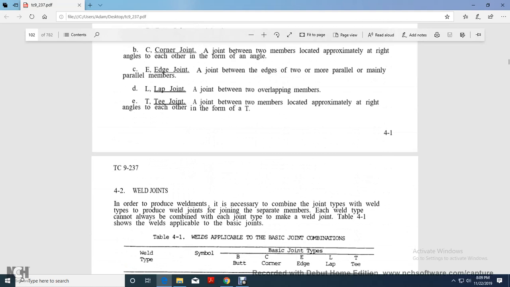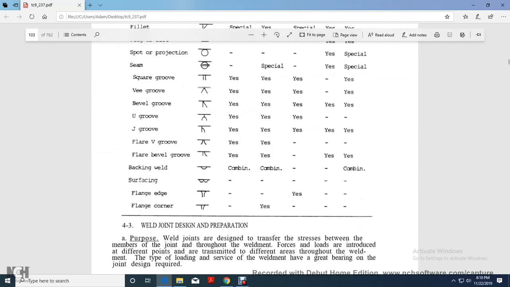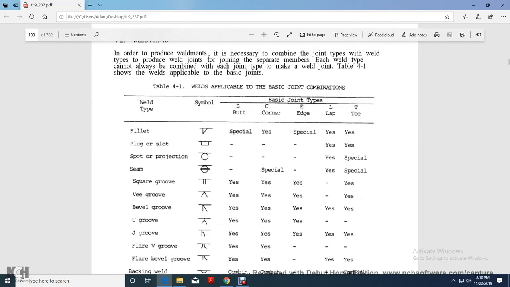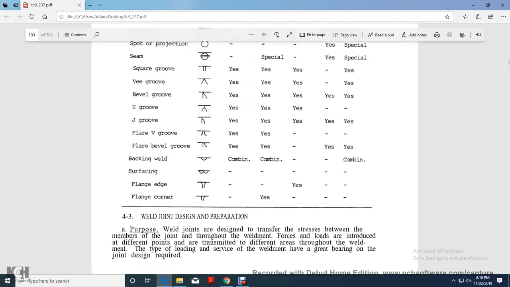Welding joints. In order to produce a weldment, it is necessary to combine the joint types with the weld types to produce weld joints, joining separate members. Each type of weld cannot easily be combined with each type of joint. Table 4-1 shows the welds applicable to the basic joints. It lists weld types: fillet, plug, slot, projection, square, V bevel, U groove, J groove, flare V groove, and flare bevel groove, against the joints: butt, corner, edge, lap, and T, and shows which can be made.